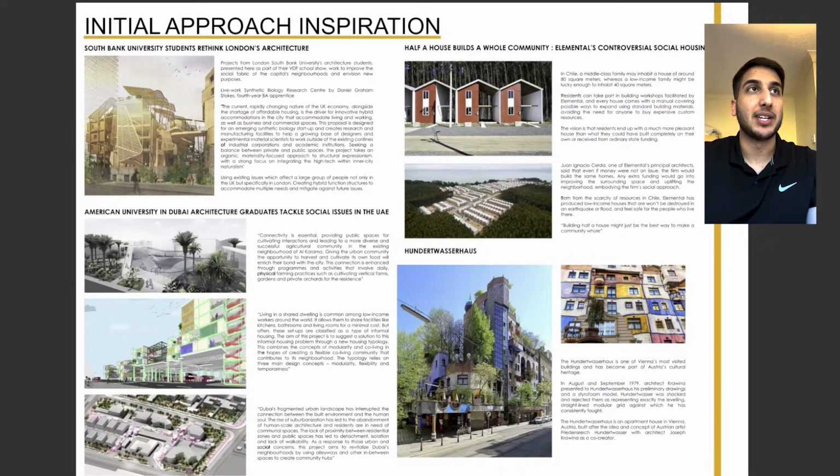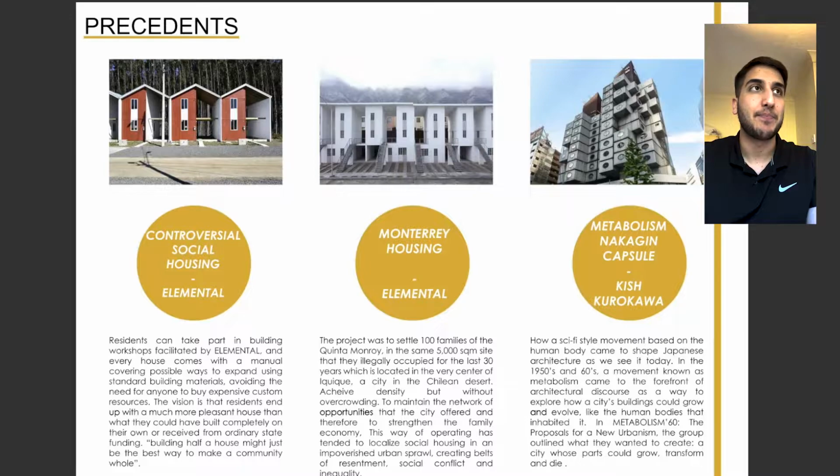Again, some more inspiration and initial approach ideas and precedents. You can look at inspiration, but then you have to delve deeper into precedents that are going to relate to your work, to your projects. What are you going to be bringing? What am I bringing to Peckham? Through studying the controversial social housing from Elemental or the Monterrey housing, or even Metabolism, the Nakagin Capsule Tower, all these different aspects, how can I tie them together? Is there something from this project that I can mix with that one and fuse to create my own kind of architectural language?